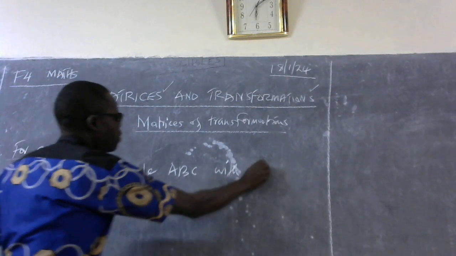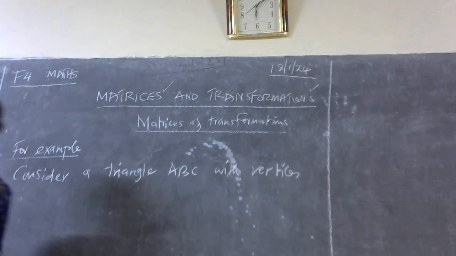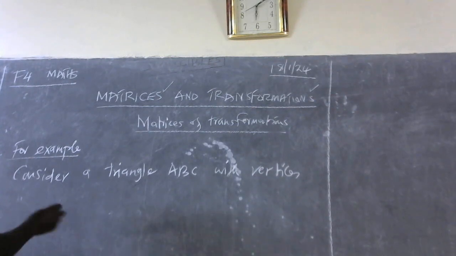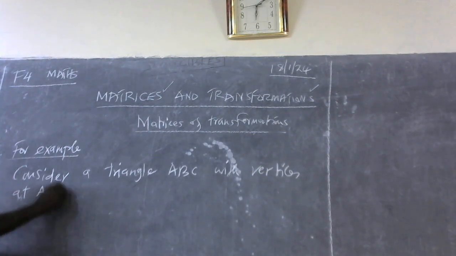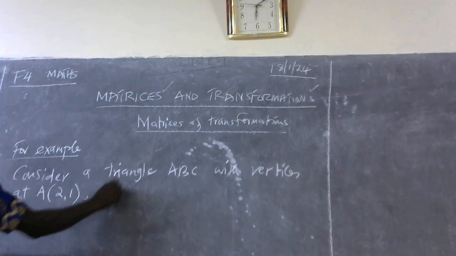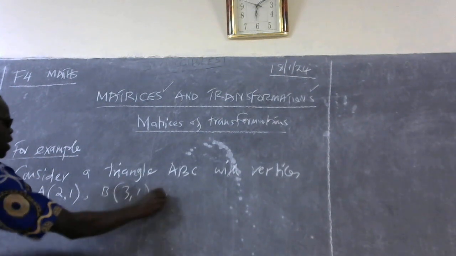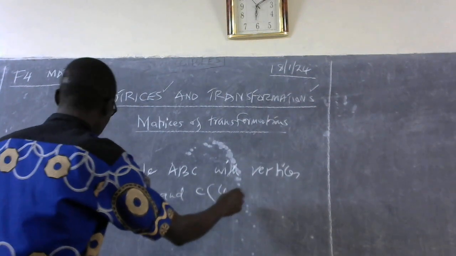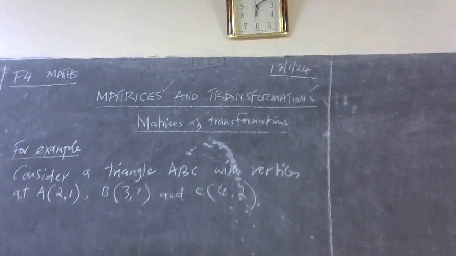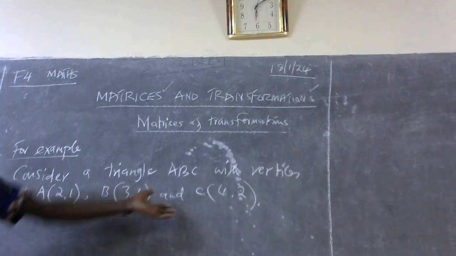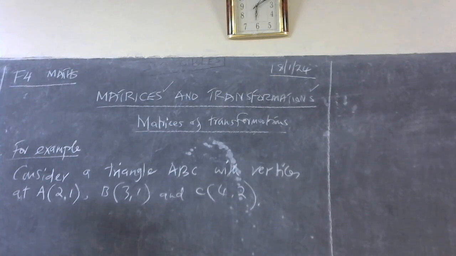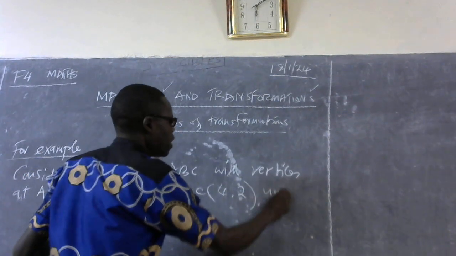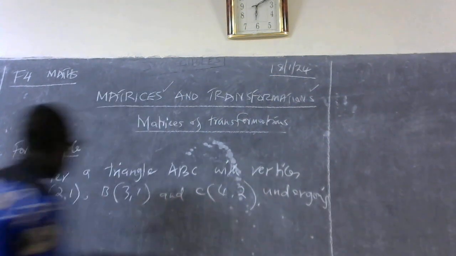with vertices. When I talk about vertices, then I talk about coordinates. Coordinates with the vertices at A(2, 1), B, let us say (3, 1), and C (4, 2). That one will be a triangle. So consider a triangle ABC with vertices at A, B, and C. Let it undergo a transformation.